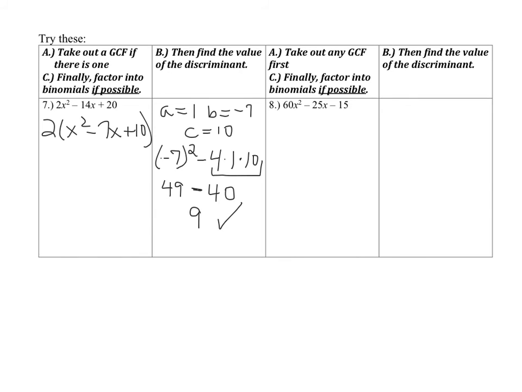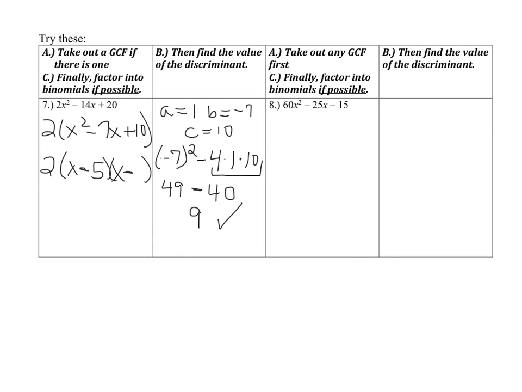So I'm going to go back over here, and now I'm doing step C, factor if possible. So the 2 is still there, and then I'm going to break the x squared into x and x, and then 10, I can do 10 and 1, or I can do 5 and 2. My signs have to be the same because the last term is positive, so they're both going to be negative, negative, because I'm trying to get negative 7x in the middle.